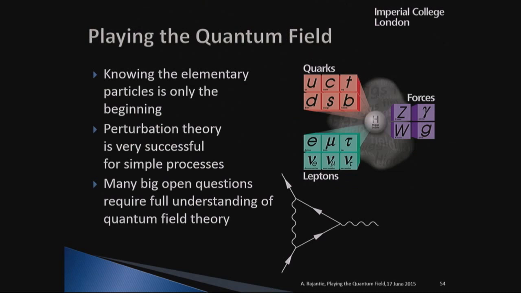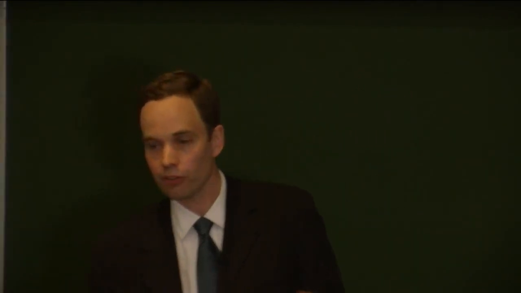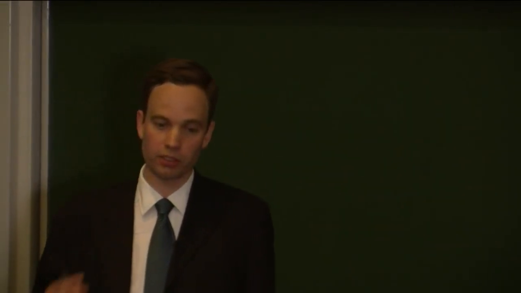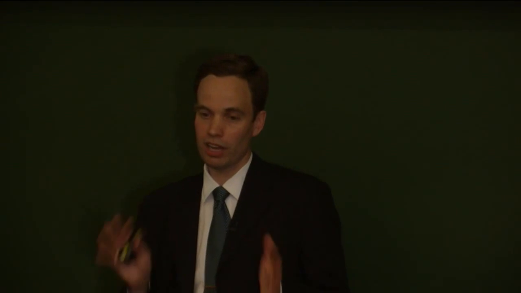And so now I'll just finish. What I've shown you is that we've got this very nice theory, the standard model of particle physics, which describes everything except gravity, all elementary particles. But knowing the elementary particles is really only the beginning. We can do some calculations with it using these perturbation theory methods, and it's very successful in simple processes. Mostly the processes that we are probing with the Large Hadron Collider are simple, and it works very well there. But there are many big open questions for which it's not enough. Our current understanding is not enough, and we need a better understanding of quantum field theory. The examples I highlighted were the behavior of the Higgs field in the early universe and magnetic monopoles and their production.